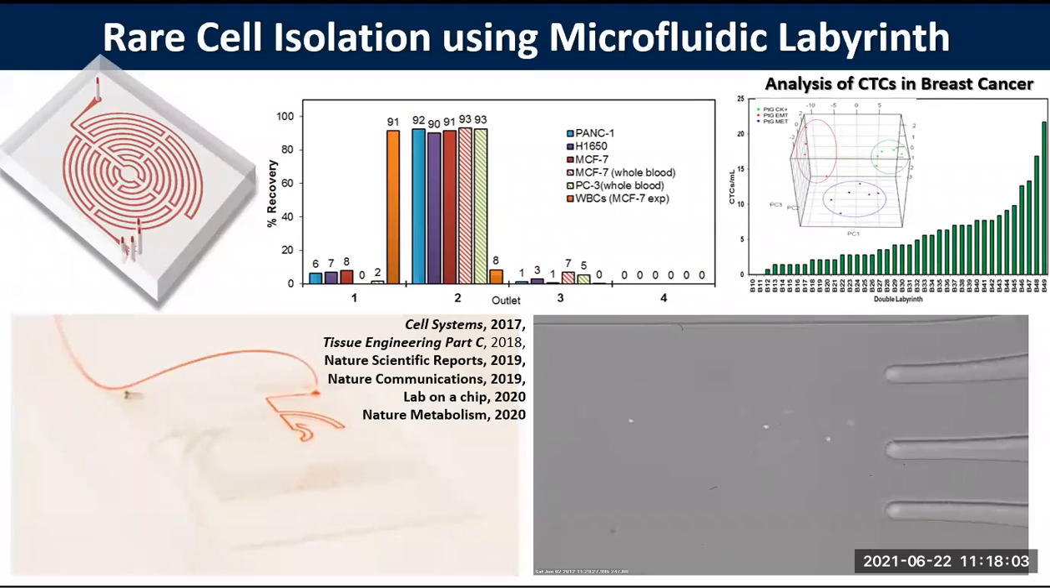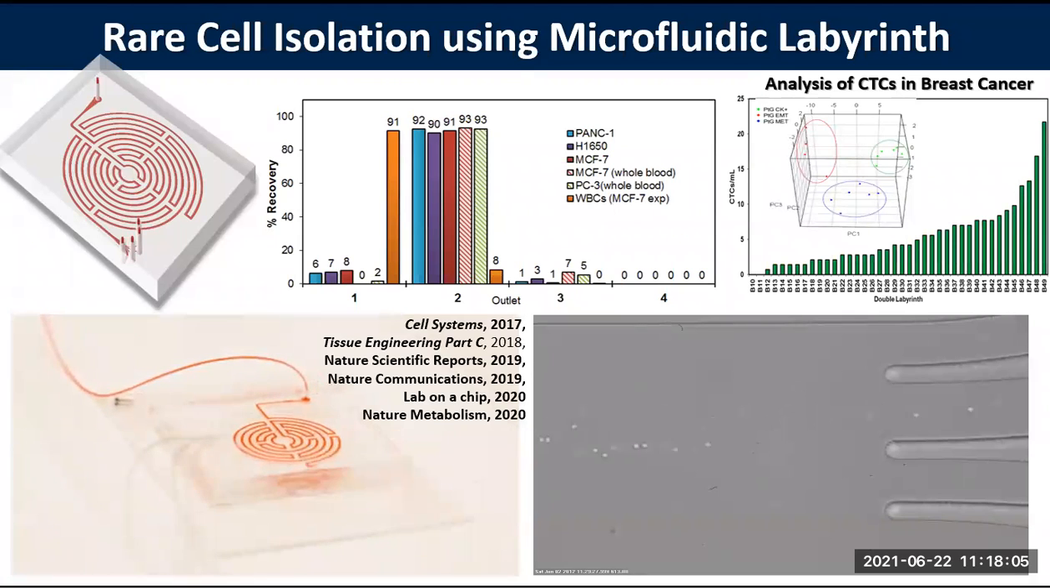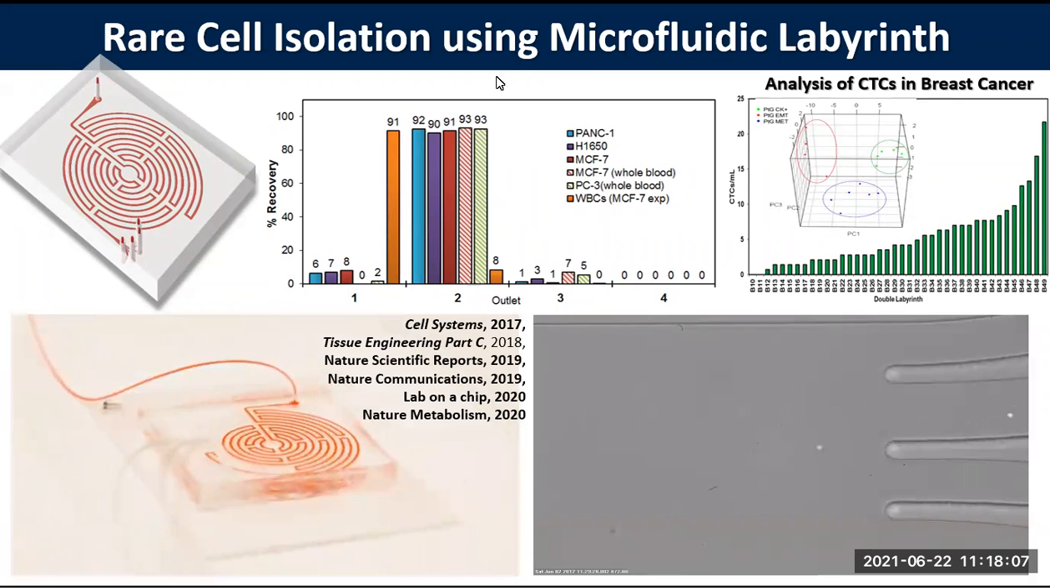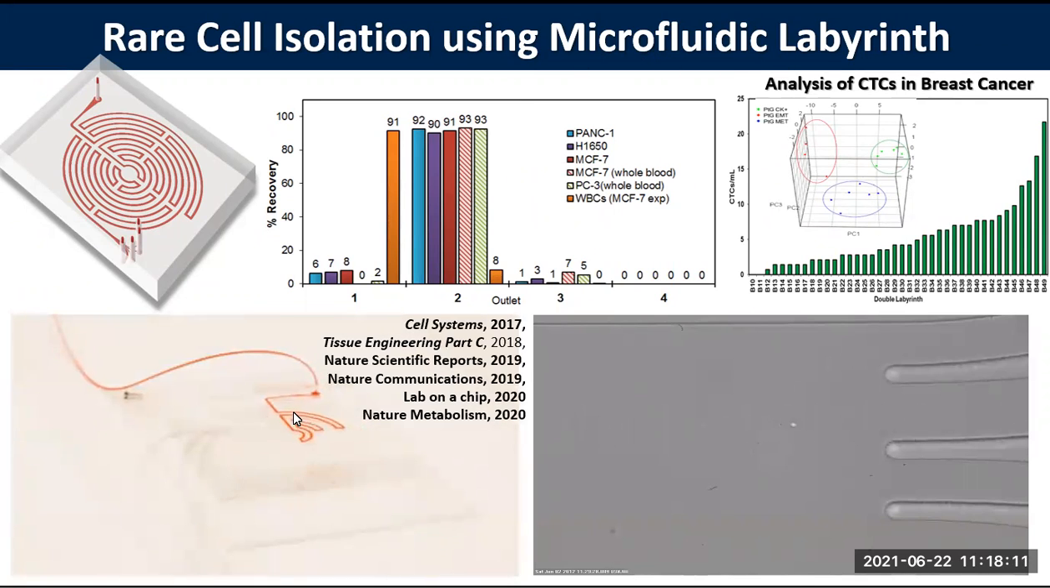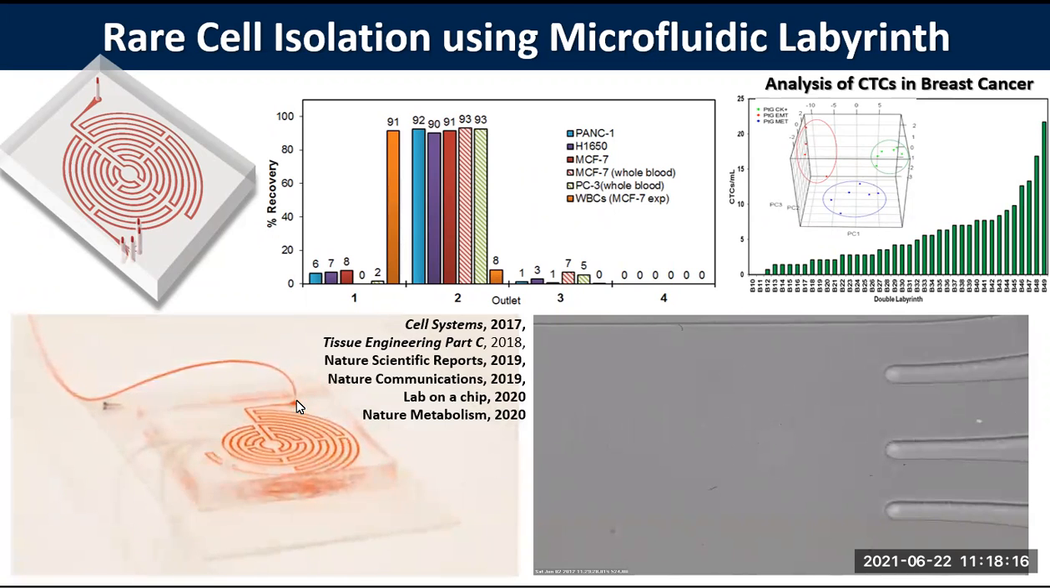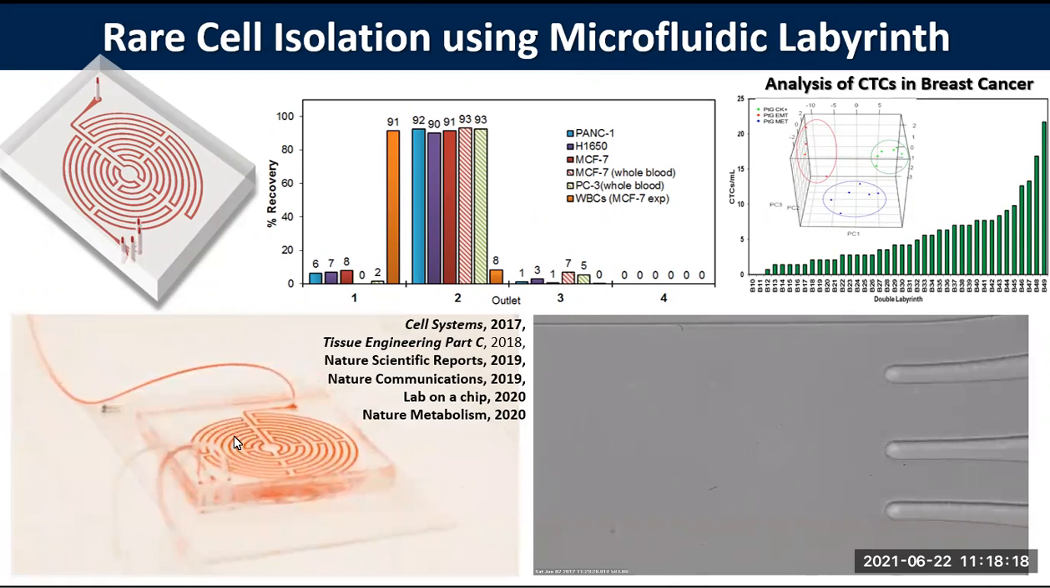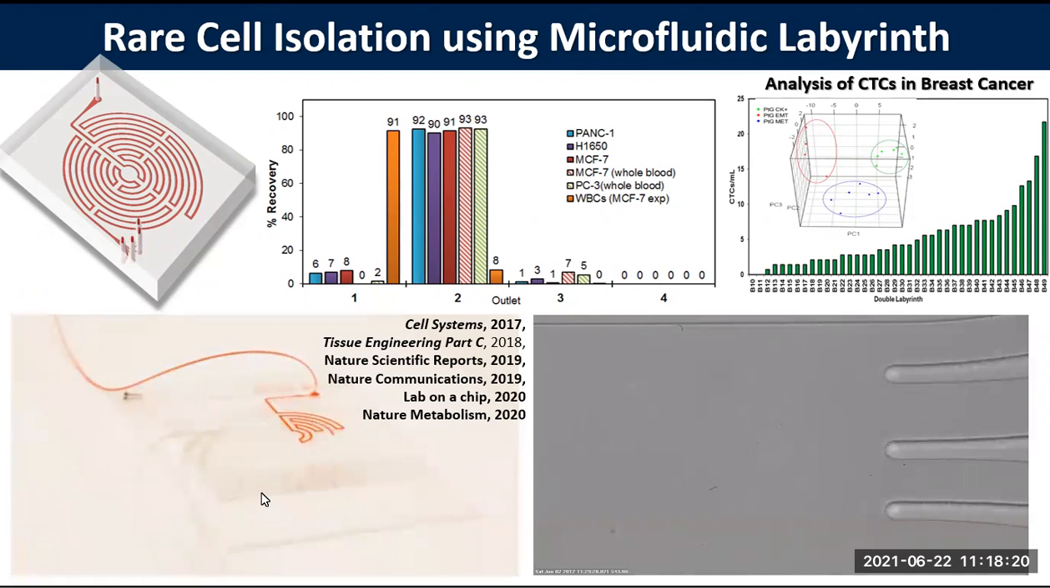For the rare cell isolation, we are using a size-based microfluidic labyrinth device. It isolates the cells based on their size. As you can see, if the sample is input into this structure, the sample goes through this complex curvature and the cells get sorted by their size.